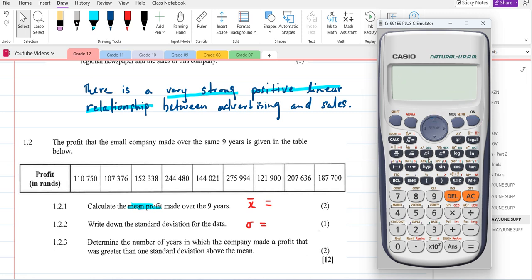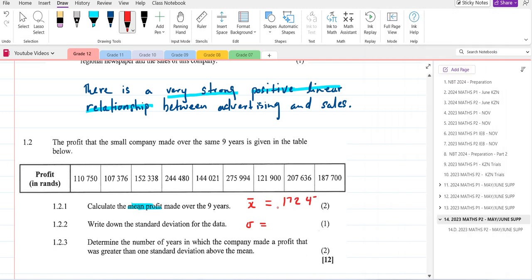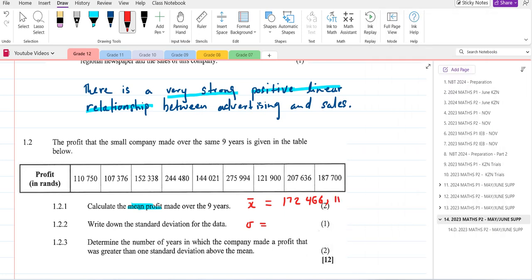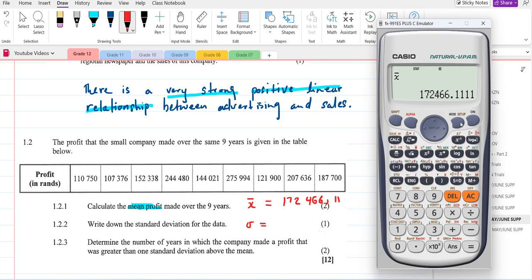Press on and go shift 1, go to var, option number 4, press option number 2 to get the mean. So we're getting 172,466.11, right? And the standard deviation is, put your calculator on again, shift 1, press option number 4.